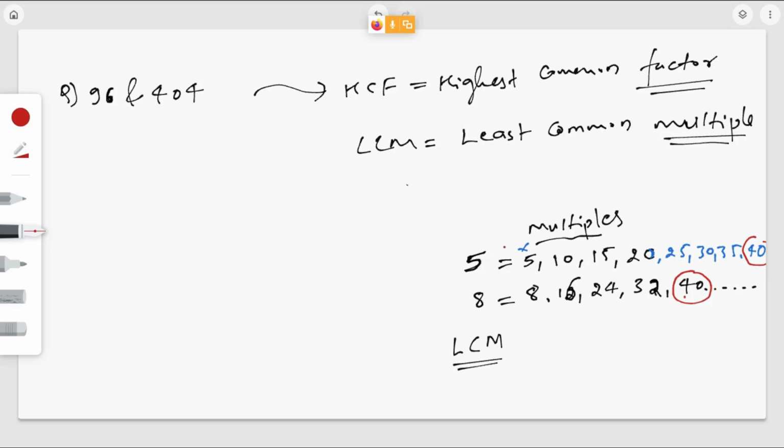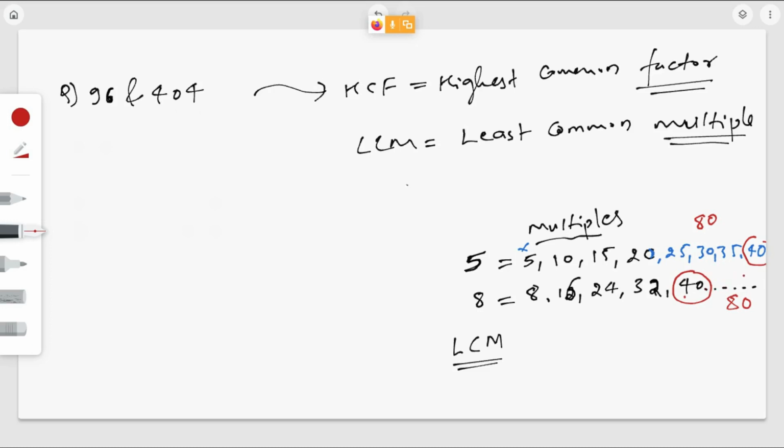Okay, 5 into what will give 80? 5 sixteens are 80, so 80 is a multiple of 5, and 8 tens are 80, so 80 is also a multiple of 8, right? Similarly, we can have n number of common multiples between 5 and 8, right?